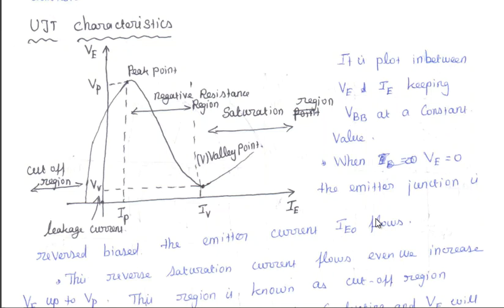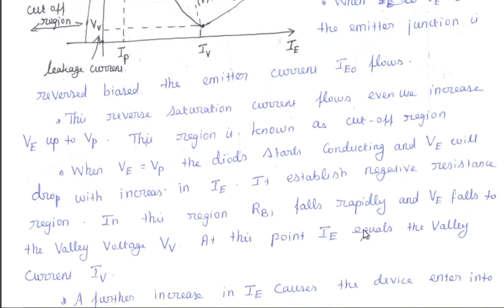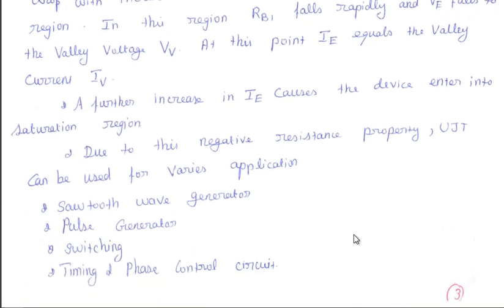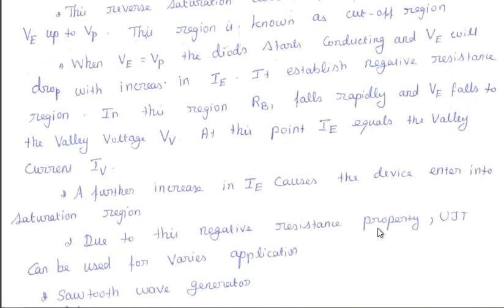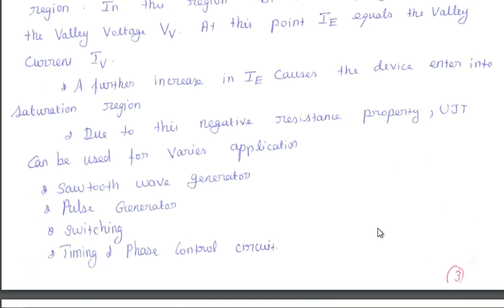Let me conclude the characteristics of the UJT. When VBB increases, the potential VP corresponding to the peak point will increase. Then, some of the applications of UJT. First is triggering of other devices like SCR. It is also used in a sawtooth waveform generator, in a relaxation oscillator, in timing circuits, and in automobile ignition circuits.